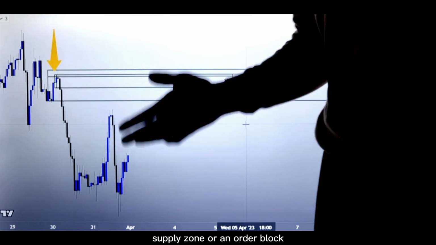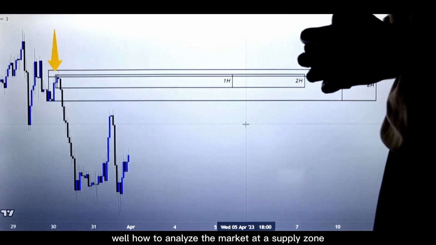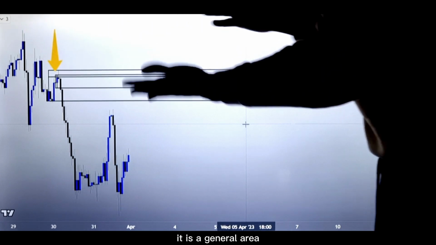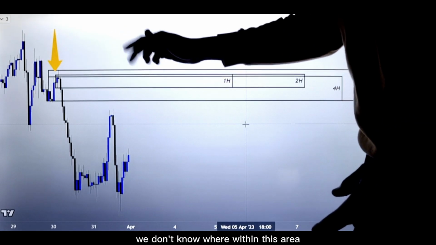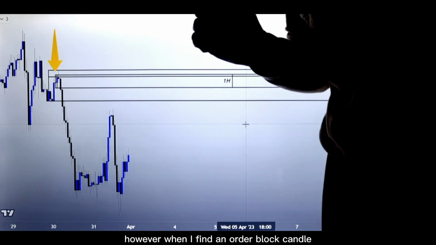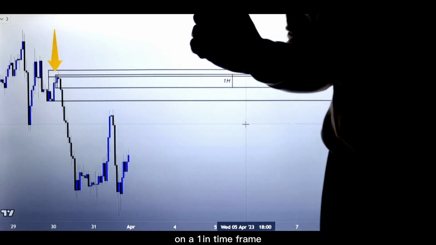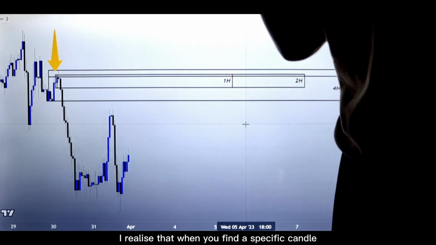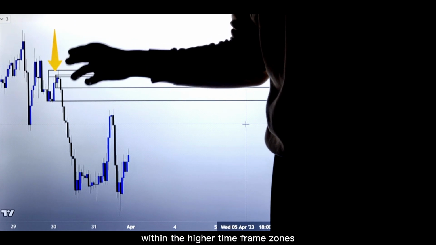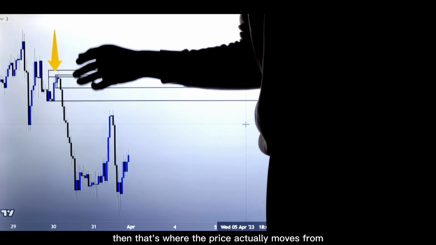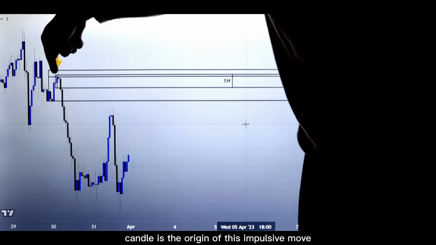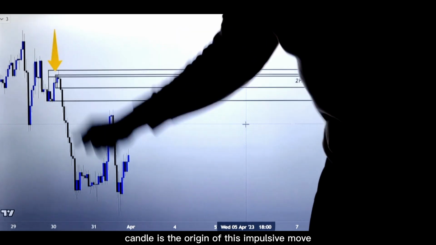Supply zone or an order block, what's the difference? Well, how we analyze the market is that supply zone is a general area. We don't know where within this area price is going to move down from. However, when I find the order block candle on a 1H time frame, through my back testing, I've realized that when you find a specific candle within the higher time frame zones, then that's where the price actually moves from. You can see that this 1H candle is the origin of this impulsive move.